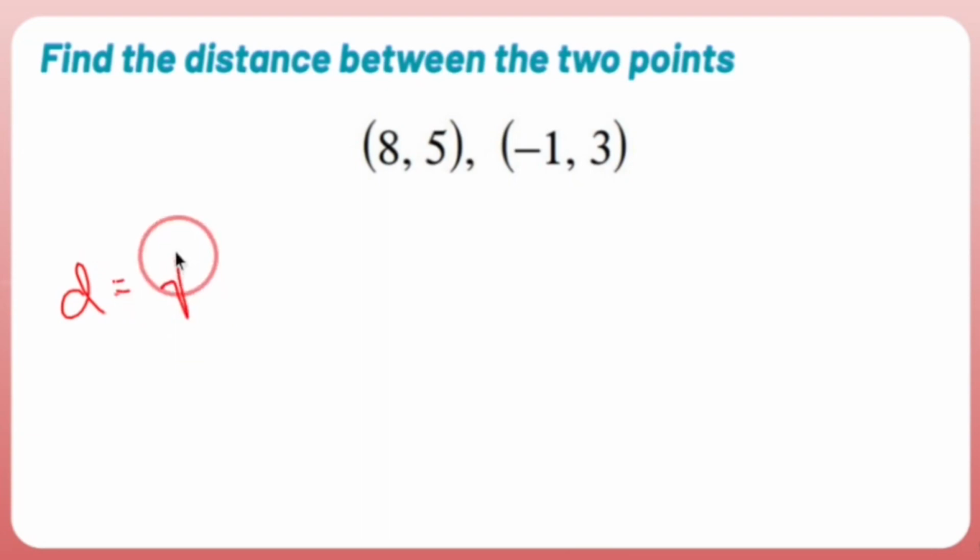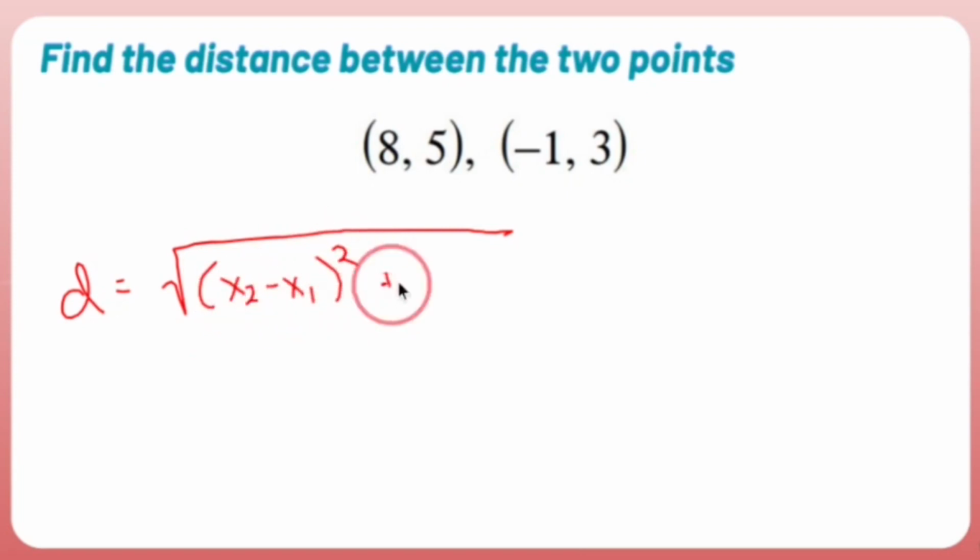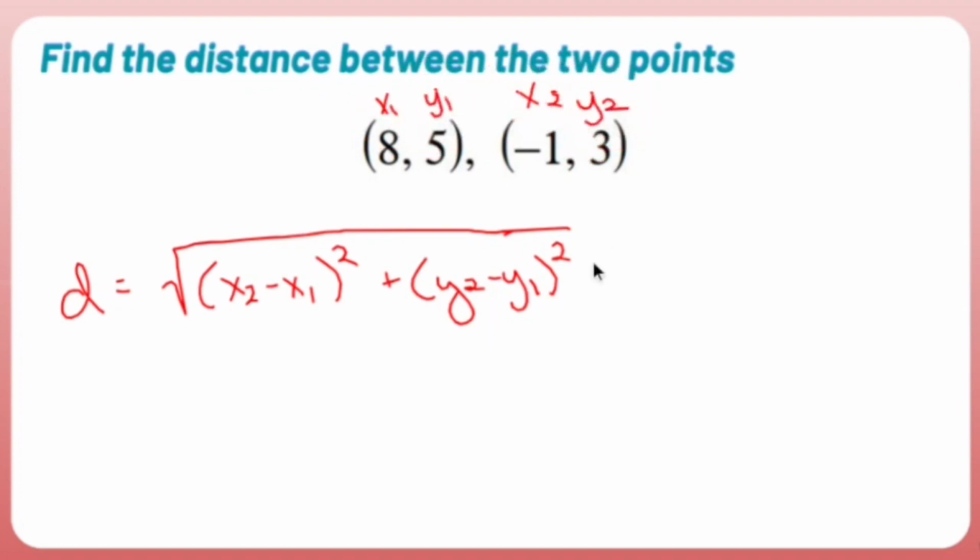The distance formula says I'm going to take a big square root. Inside one square root, I'm going to do x sub 2 minus x sub 1, square it. I'm going to add y sub 2 minus y sub 1, square that. That's the distance formula. I'm going to label 8 as x sub 1, 5 as y sub 1, negative 1 as x sub 2, and 3 as y sub 2.